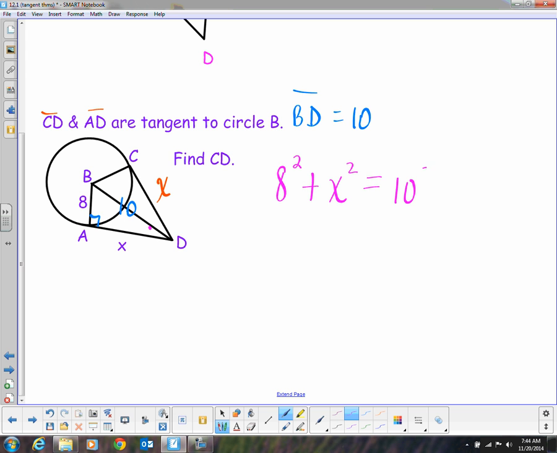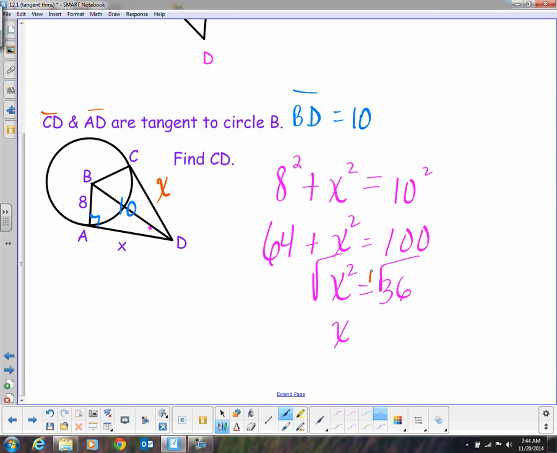Why can't we do sum to 180? Well, are they angles or are they sides? They're sides. When we sum to 180, what do they have to be? Angles. So we've got 64 plus x squared equals 100. Now what? So x squared equals 36. Now what? When you square root, what do I need to see? A positive and negative. And then which one do you choose? The positive. So I've got AD to be 6.